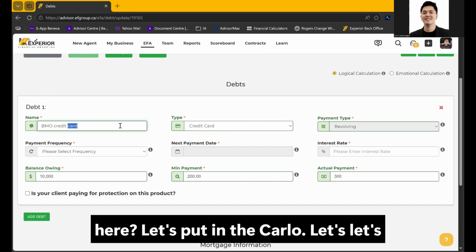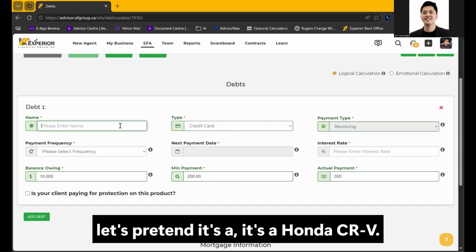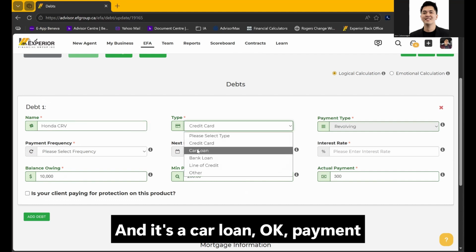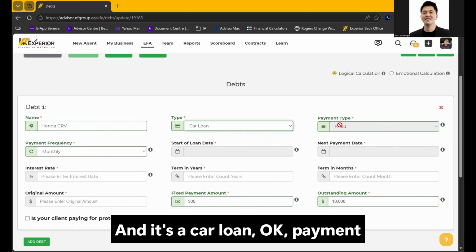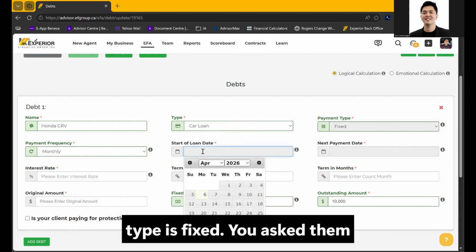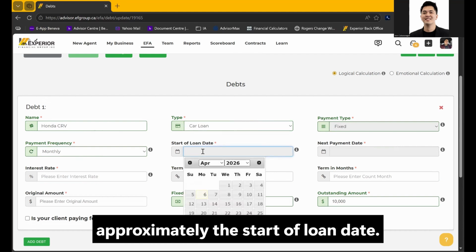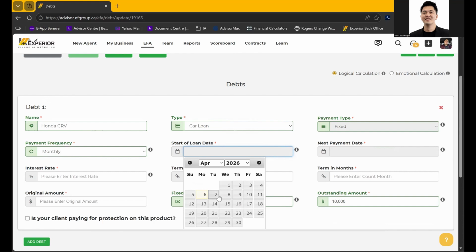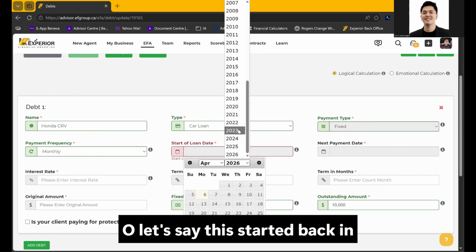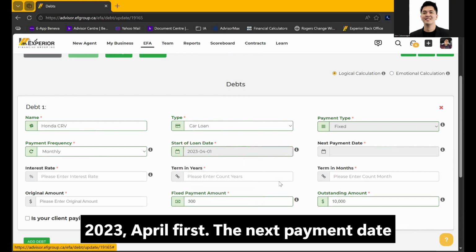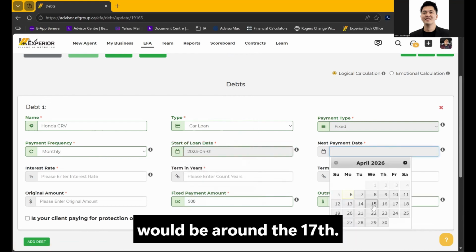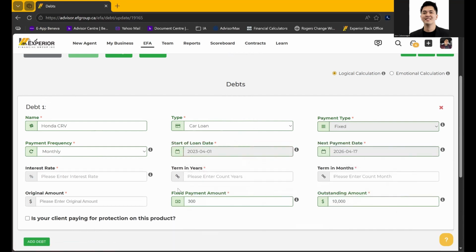So what should we put here? Let's put in a car loan. Let's pretend it's a Honda CRV and it's a car loan. Okay. Payment type is fixed. You ask them approximately the start of loan date. So let's say they started back in 2023, April 1st. The next payment date would be around the 17th.